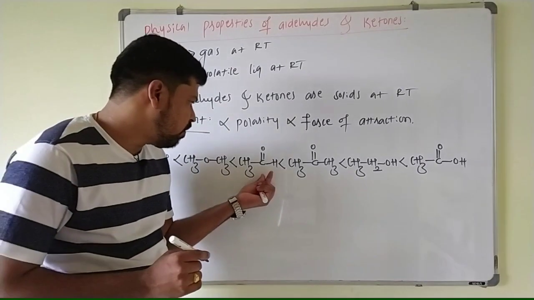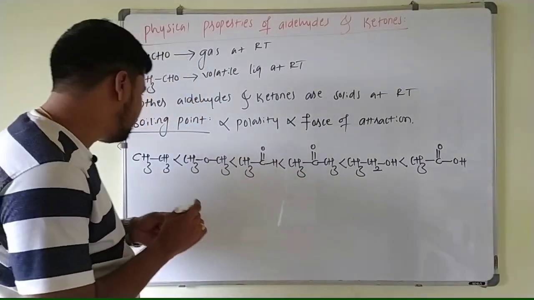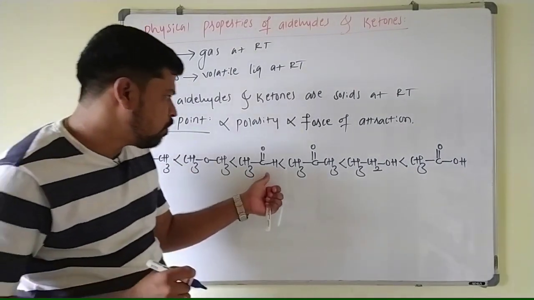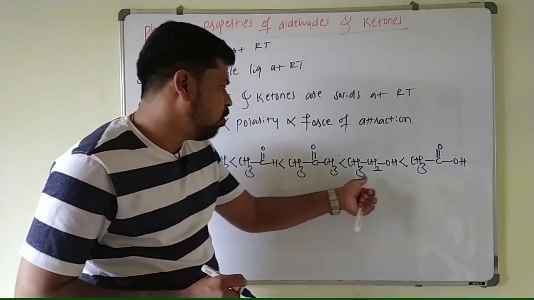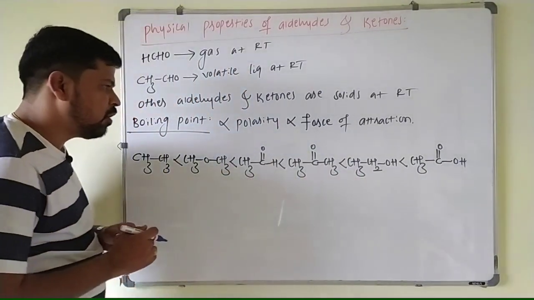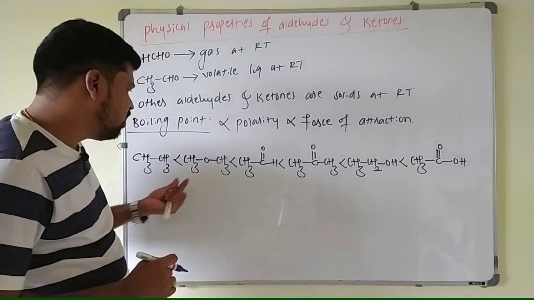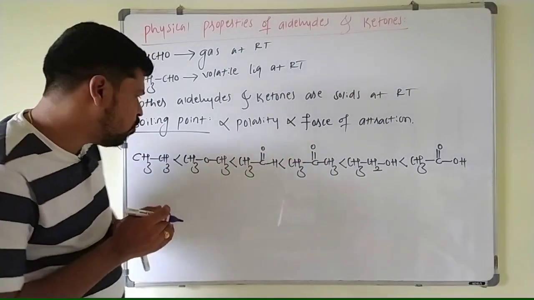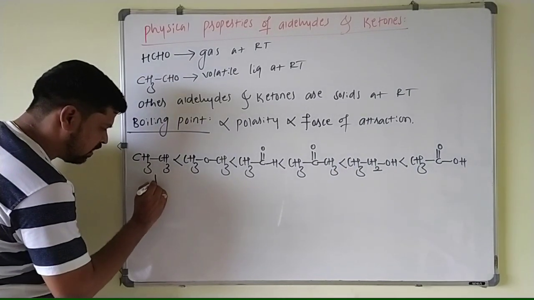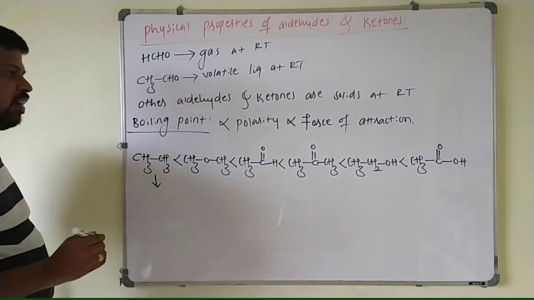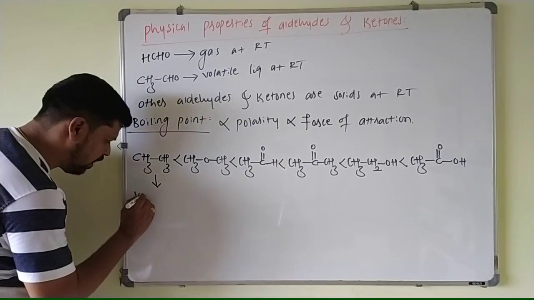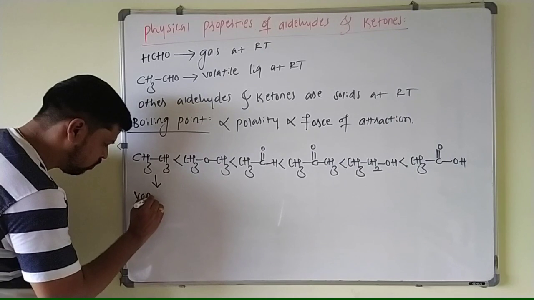Here the boiling point of these aldehydes and ketones is higher than the corresponding hydrocarbons and ethers, but the boiling point of these aldehydes and ketones is lower than alcohols of comparable molar mass. What is the reason for this? The reason is nothing but the force of attraction acting between the molecules. Here in case of hydrocarbon, since carbon and hydrogen have a very small electronegativity difference, they are held together by weak van der Waals force of attraction.